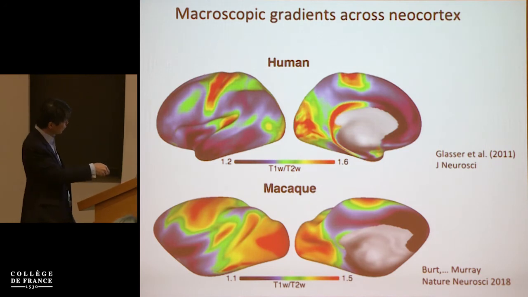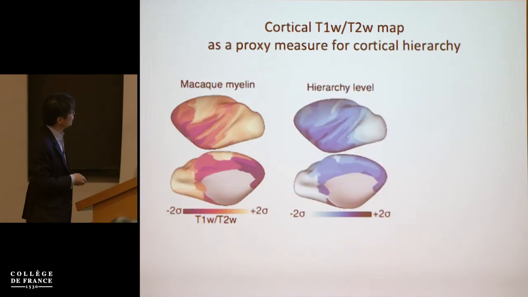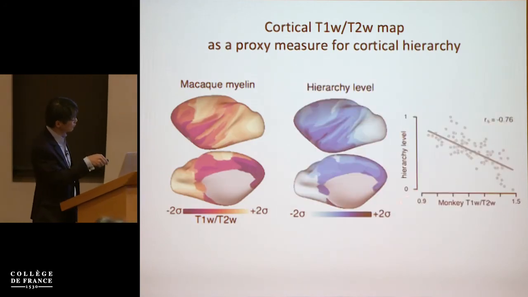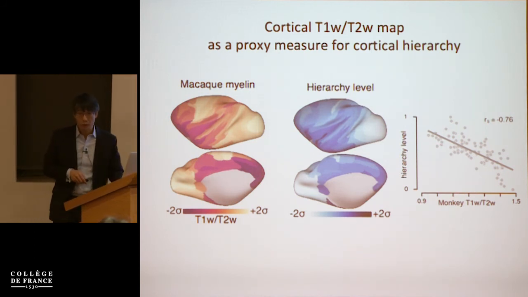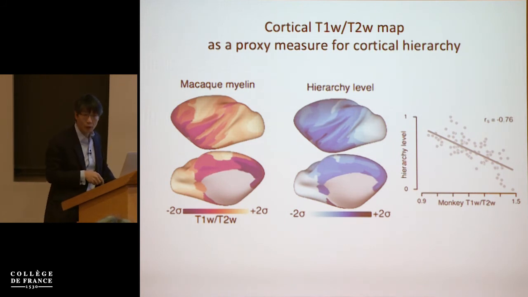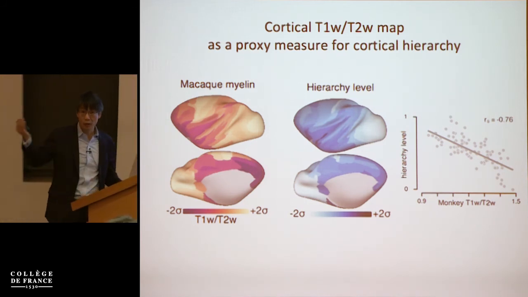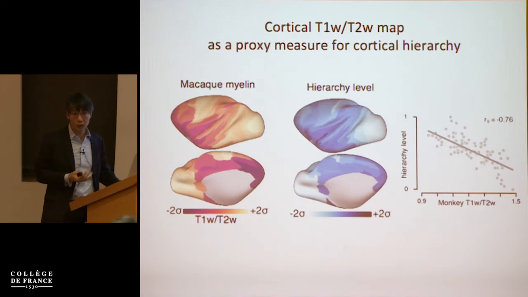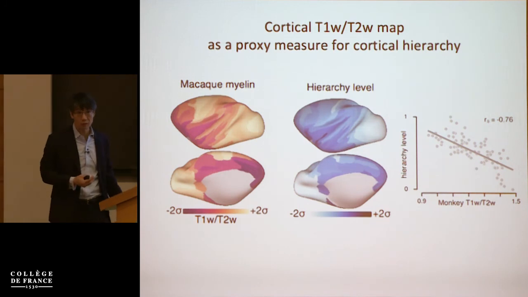So they compared the T1-T2 ratio with the hierarchy defined by the Kennedy group, and they found a very strong correlation between those two measurements, right? So namely, if an area is low in the hierarchy, the T1-T2 ratio is going to be high. If you're high in the hierarchy, the T1-T2 ratio is going to be low, right? They say, well, this is pretty good. Let's take this as a proxy for hierarchy for human cortex, right? And see if certain properties change along this direction systematically, right?